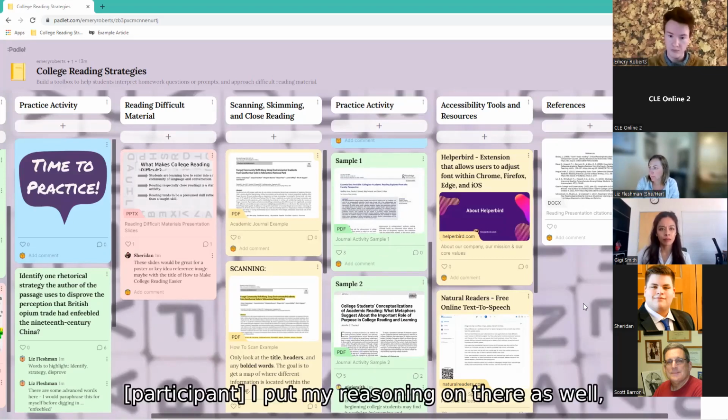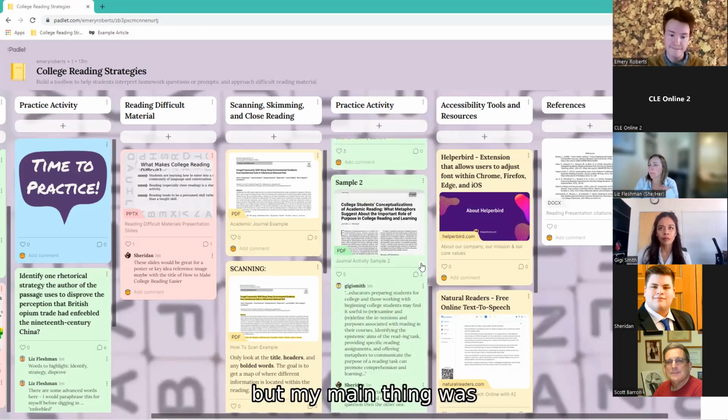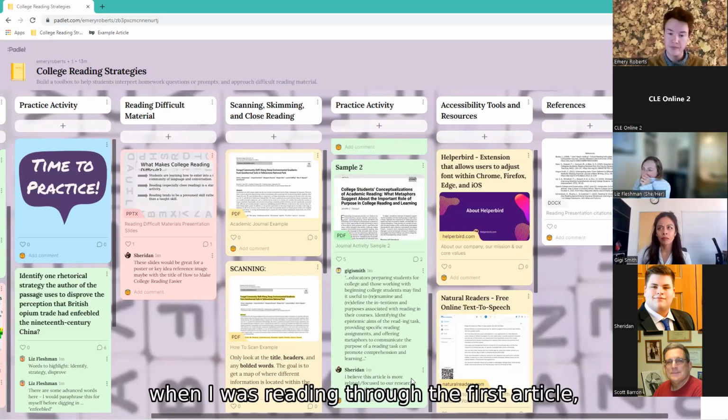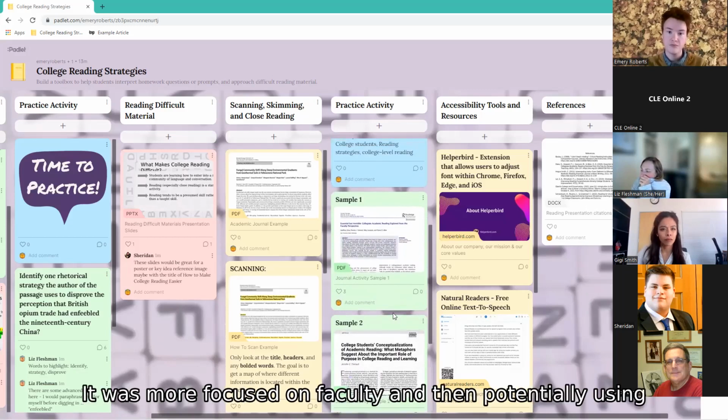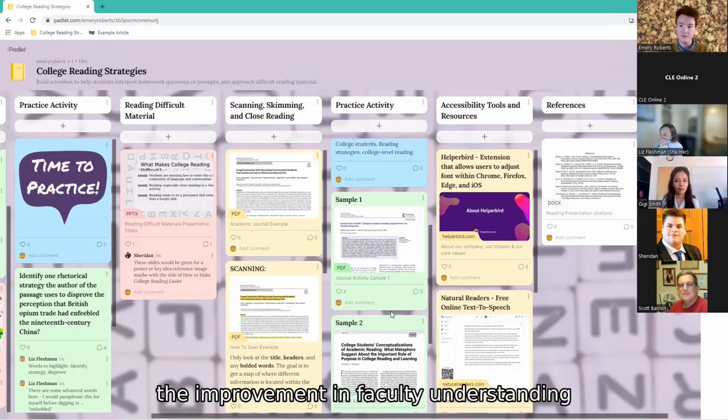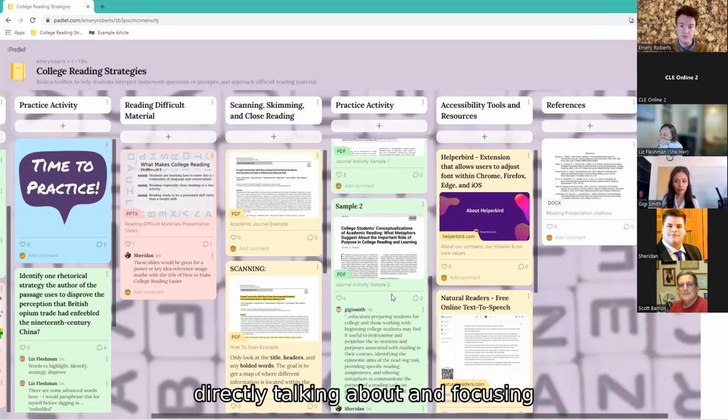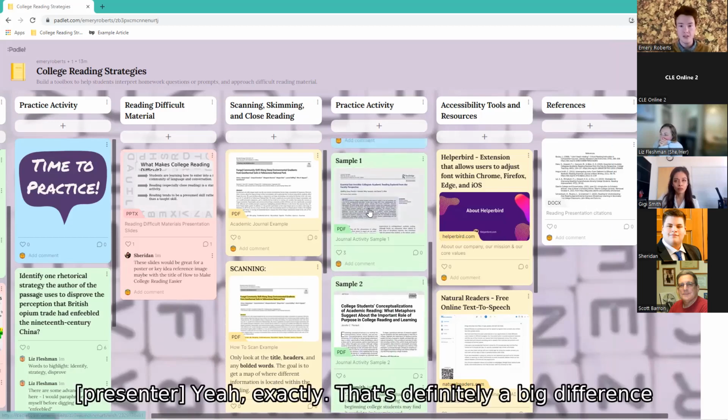I put my reasoning on there as well, but my main thing was when I was reading through the first article, it wasn't, in my opinion, focused on college students reading. It was more focused on faculty and then potentially using the improvement in faculty understanding and pedagogy to help students, whereas the second one was directly talking about and focusing on students and how we can use these ideas and concepts to help. Yeah, exactly.